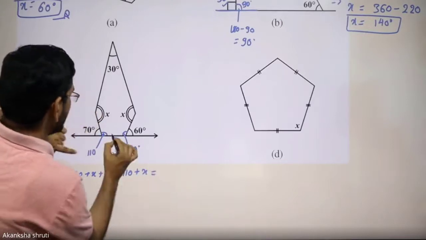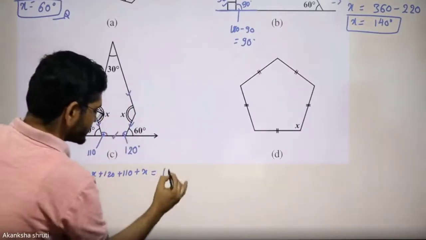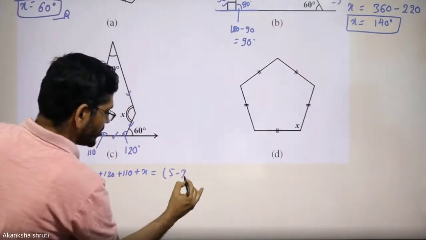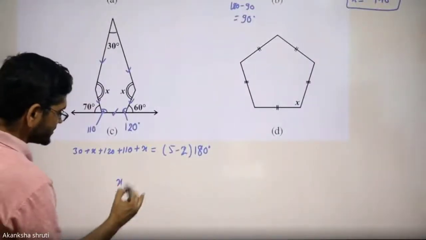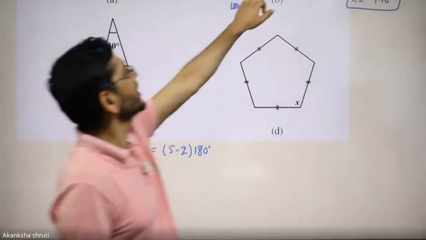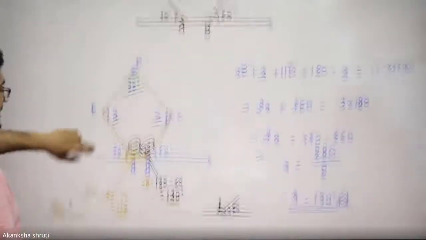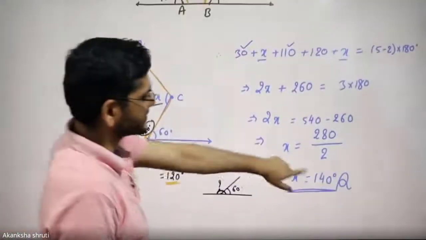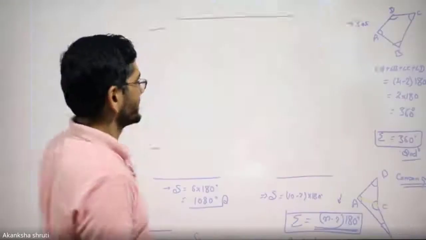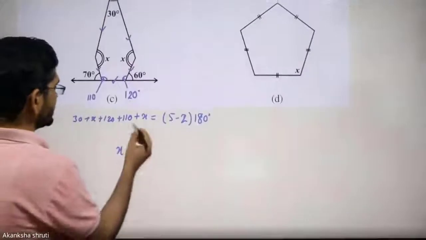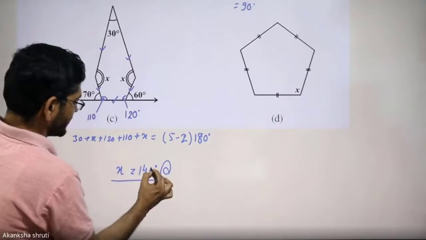It has 1, 2, 3, 4, 5 sides, students. So (5 minus 2) into 180. This formula you need to apply. And we have just calculated this x. Students, if you have doubt, you may see this. Just as we had calculated, are you getting the same figure or the same question that I had taken? And the x calculated was 140 degrees. So this way, the x that you will get is 140 degrees. This is the required answer.